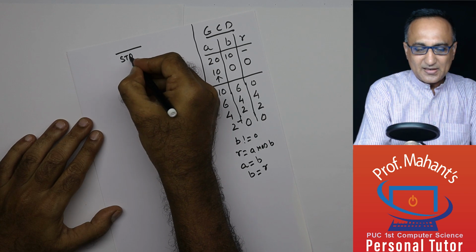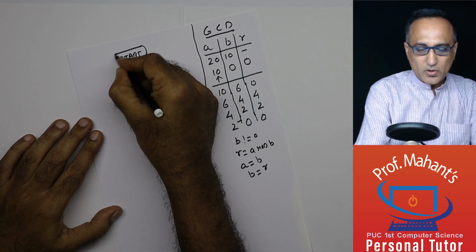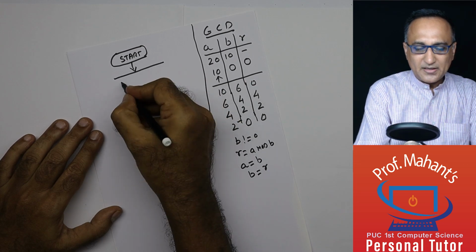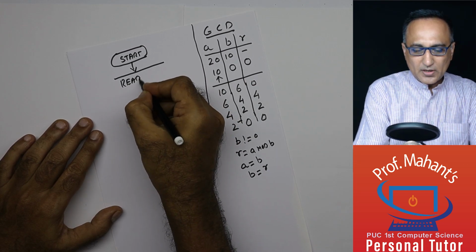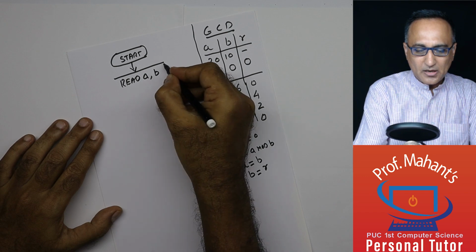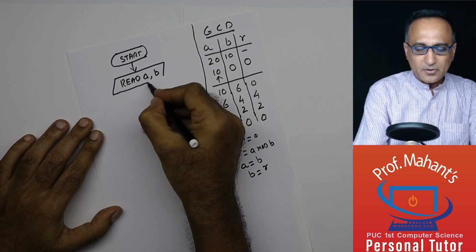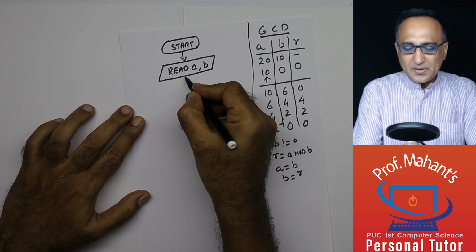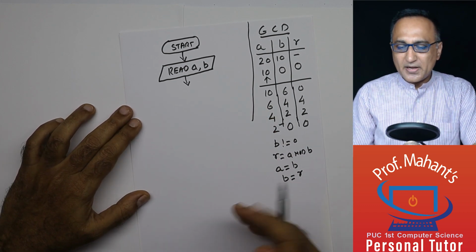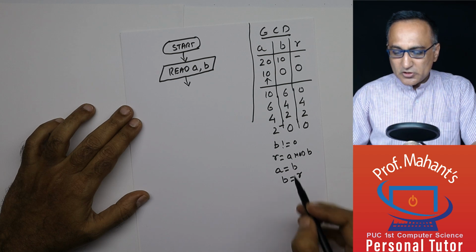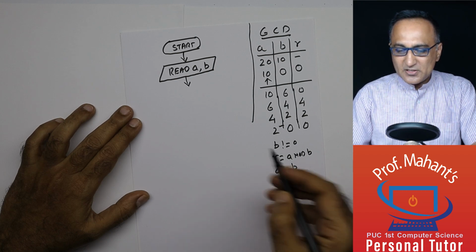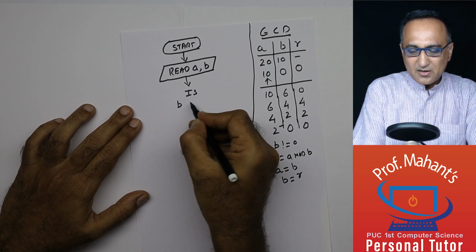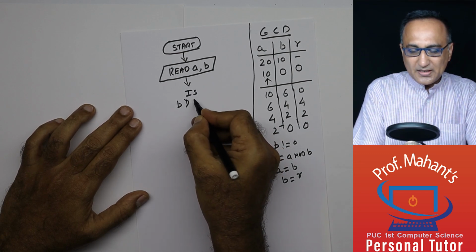So I say start. Next I read a number A and B, so I say read A comma B. Do not try to read the remainder because the remainder is going to be calculated. Once I read A comma B, the next step is deciding how long to continue the processing of A mod B, which is as long as B is not equal to 0. So I'll ask the question: is B greater than 0?